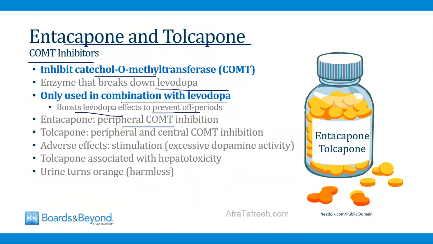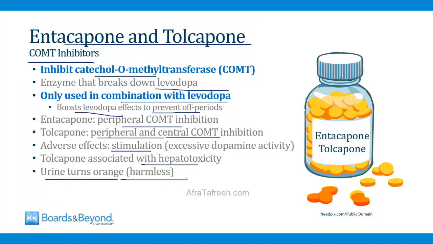Entacapone inhibits the peripheral COMT enzymes. Tolcapone inhibits both peripheral and central nervous system COMT enzymes. And the adverse effects of these drugs have to do with excessive dopamine stimulation in the central nervous system. Patients can develop movement problems like dyskinesia. They can also develop psychiatric problems like hallucinations from excess dopamine. In initial clinical trials, tolcapone was associated with hepatotoxicity, so LFTs have to be monitored in patients taking this drug. And then finally, both of these drugs can turn the urine orange because of a metabolite. This is a harmless side effect, but one that patients need to know about.